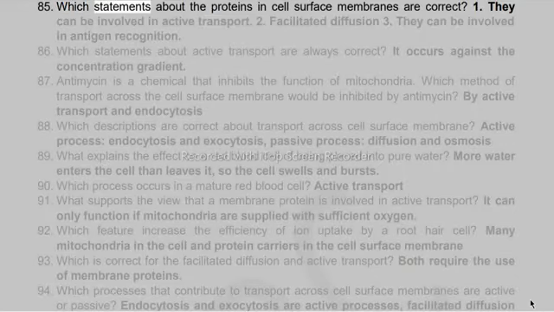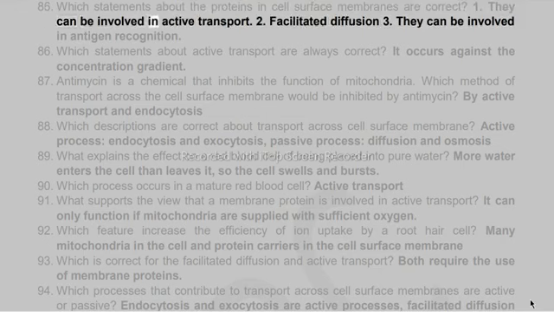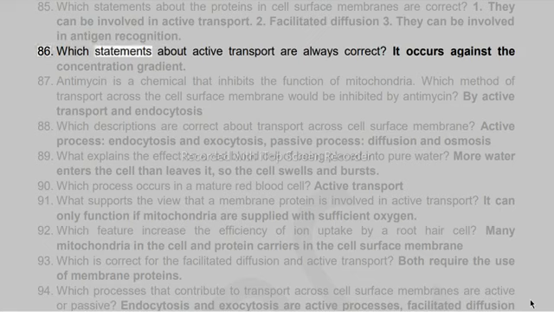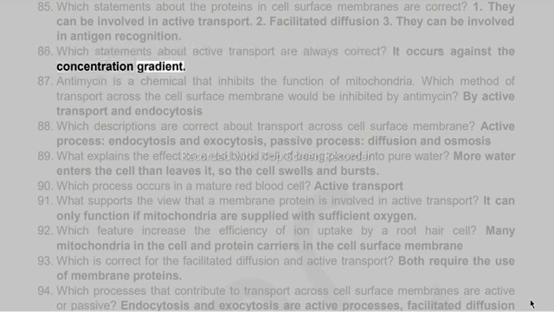85. Which statements about the proteins in cell surface membranes are correct? 1. They can be involved in active transport. 2. Facilitated diffusion. 3. They can be involved in antigen recognition. 86. Which statements about active transport are always correct? It occurs against the concentration gradient.